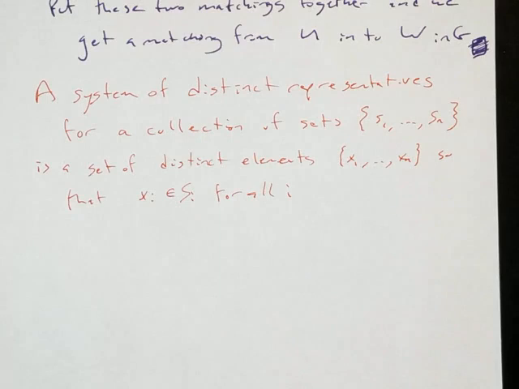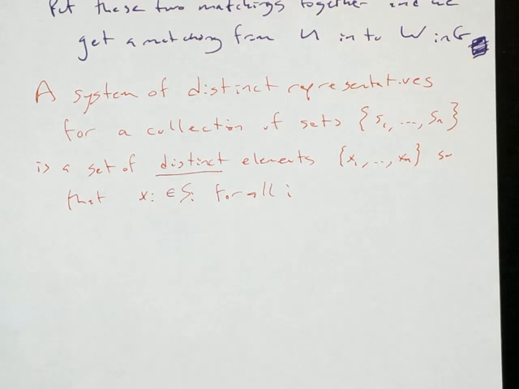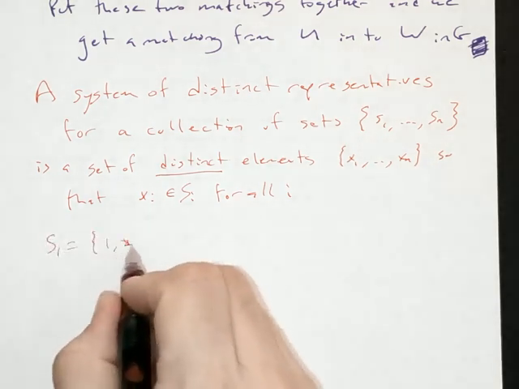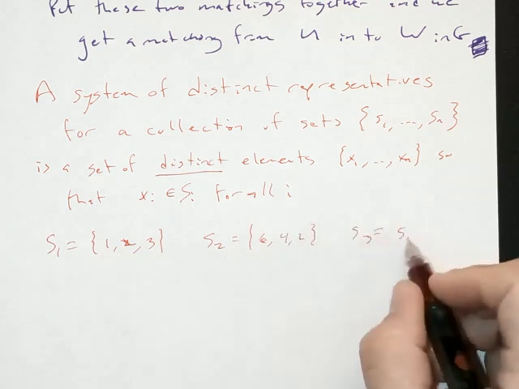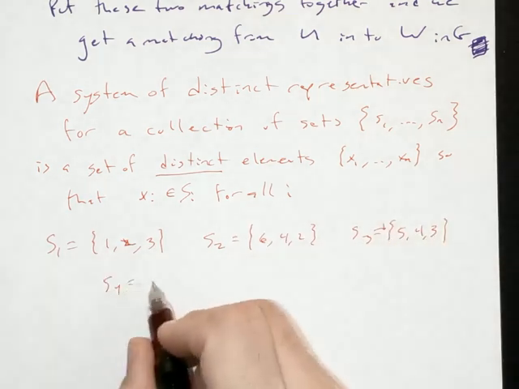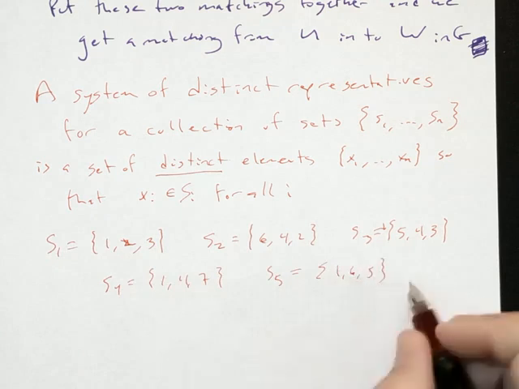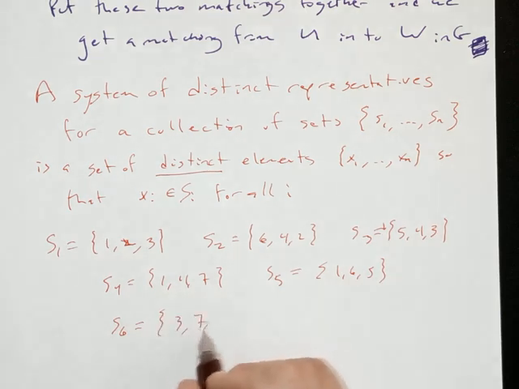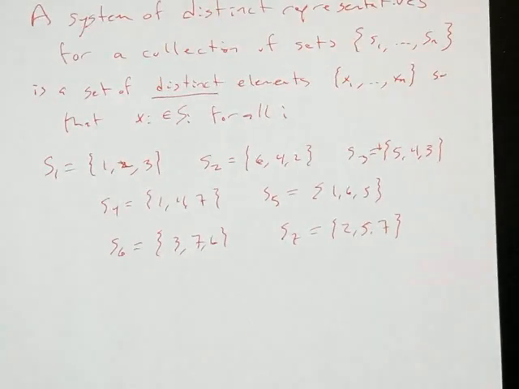You cannot choose the same person twice. So there are no repeats allowed in that set of X's. Here are 7 student groups. Can you find a set of distinct representatives?